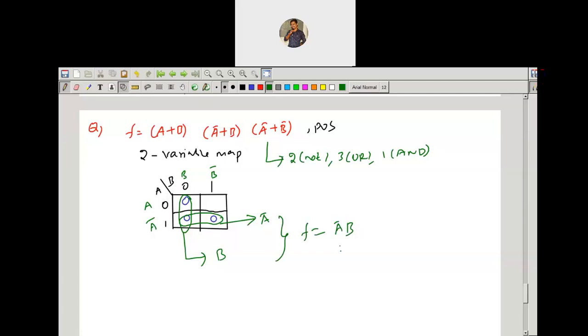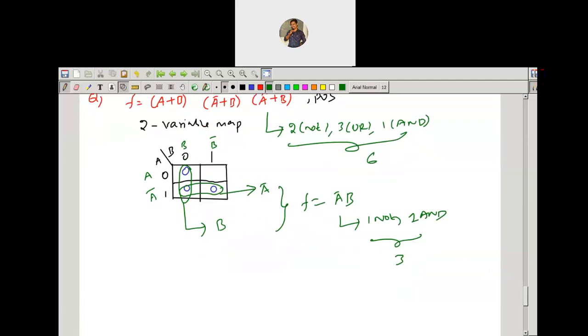For this, how many gates are required? One NOT gate and one AND gate. Right? So in total how many gates? Three gates. That is how it is simplified from six logic gates to three logic gates. So there is a reduction of the Boolean expression. Here you can also do it, the same simplification I will do with SOP. It's given in POS only.